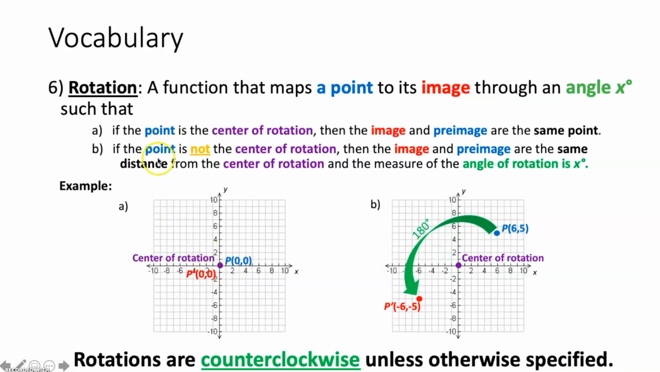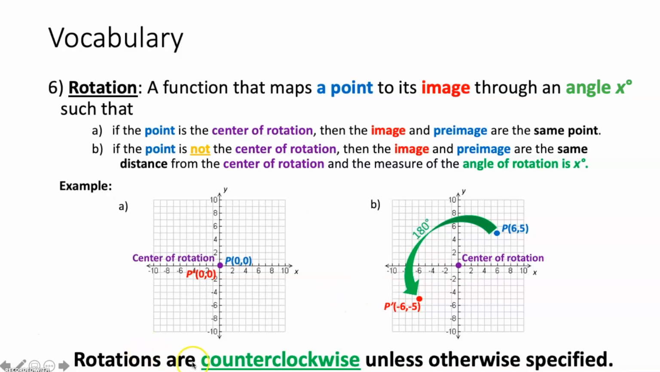As for part B, we have a point that is not the center of rotation. And when you have a point that's not the center of rotation, you are going to get another image point somewhere else after you rotate that pre-image point a specified number of degrees about the center of rotation. So what we're going to do here is rotate point P 180 degrees about our center of rotation, the origin, and we end up with our image point P prime at -6, -5. That is how you rotate when your point is not at the center of rotation.